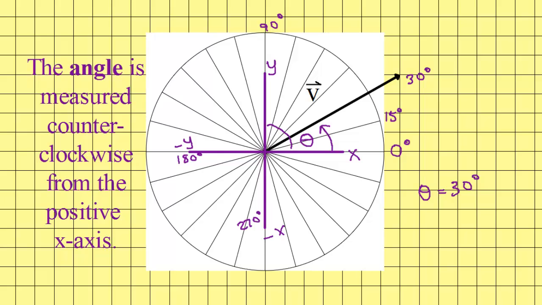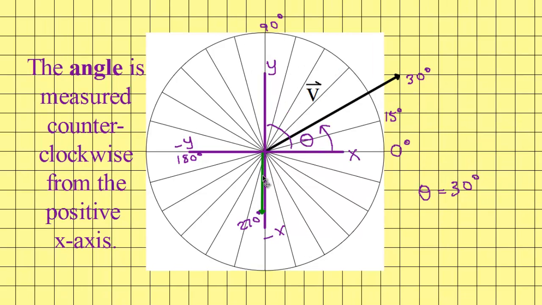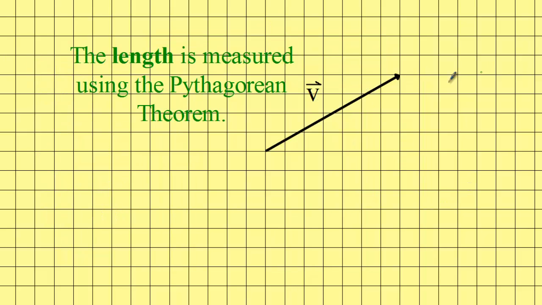And if we had any other sort of vector, let's say we had a vector down here, pointing straight down. Sorry if that's hard to see, but it's pointing straight down. So the angle of this vector would be 270 degrees because its angle from the positive x-axis is 270 degrees. Okay, so we found the direction of our velocity vector.